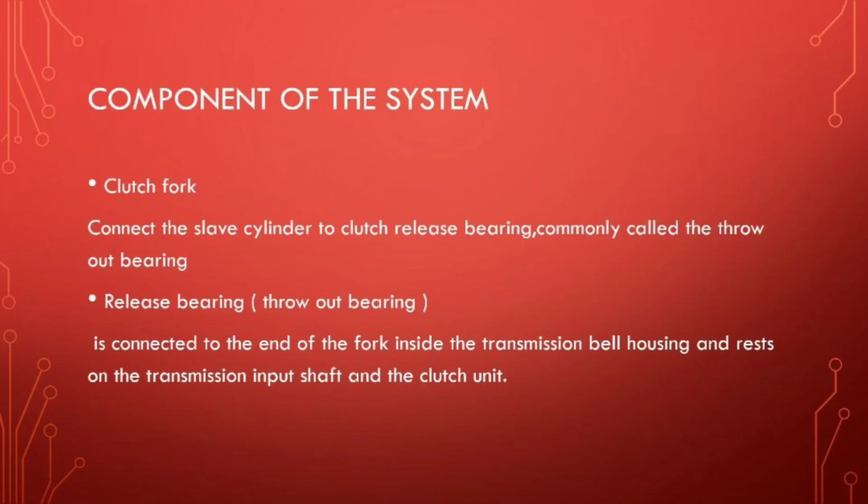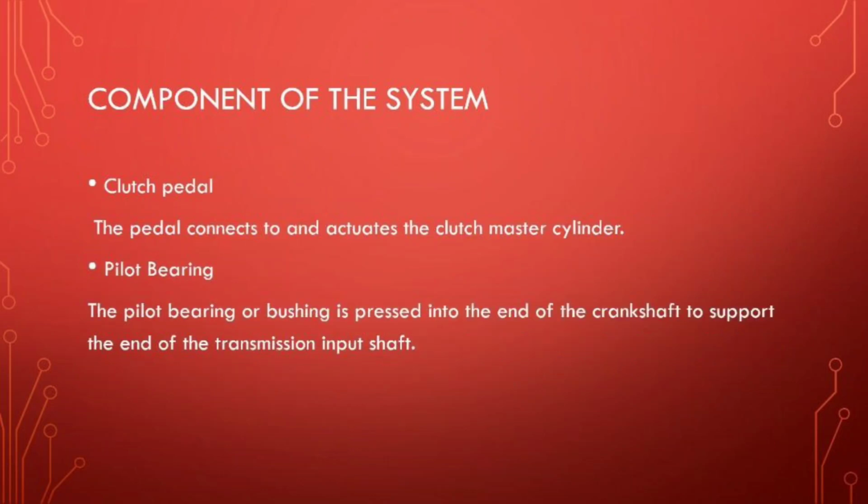Components of the system. First, the clutch fork. Its function is to connect the slave cylinder to the clutch release bearing, commonly called the throw out bearing. Second, the release bearing is connected to the end of the fork inside the transmission bell housing and rests on the transmission input shaft and the clutch unit. Clutch pedal. The pedal connects to and actuates the clutch master cylinder.